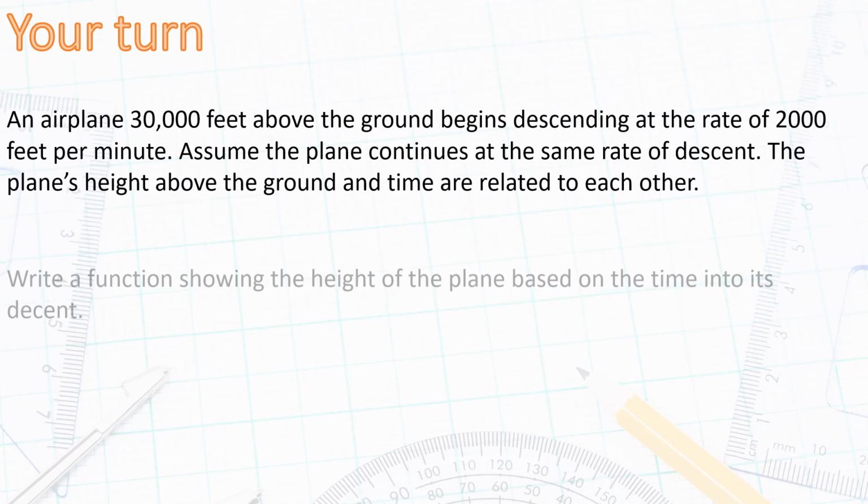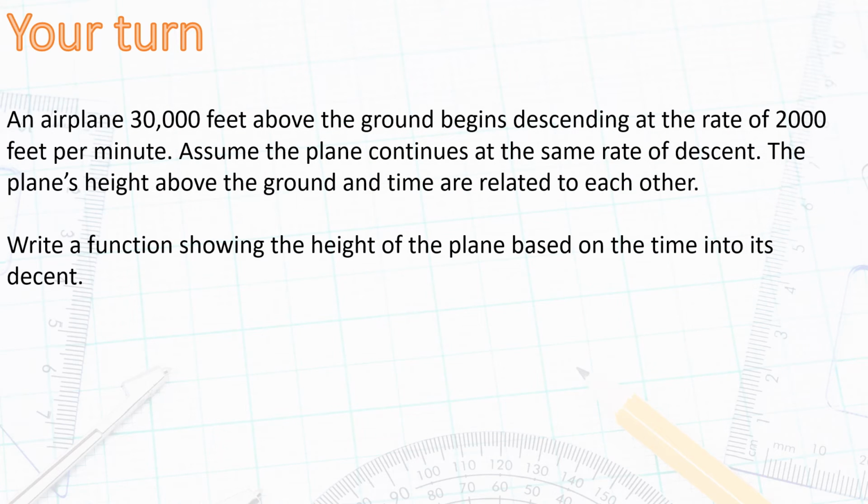All right, take a shot at this one. An airplane 30,000 feet above the ground begins descending at a rate of 2,000 feet per minute, assuming the plane continues at a constant rate of descent. So it's not slowing down, going up again, or anything like that. It's just steadily going down. Write a function to show the height of the plane based on its time into its descent. So pause the video, come back and show me how you did.